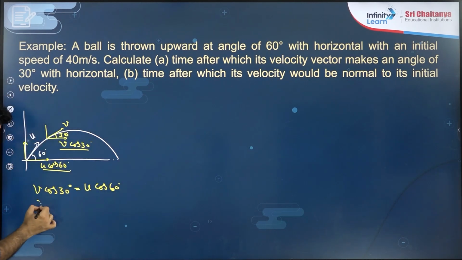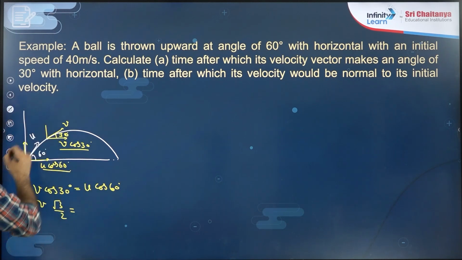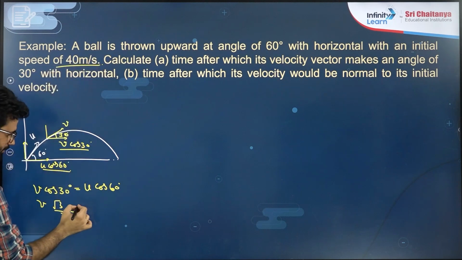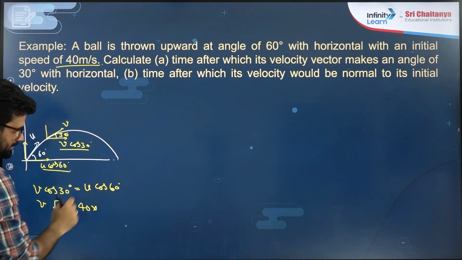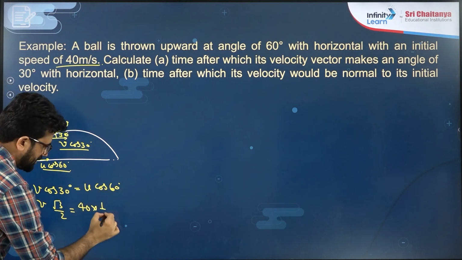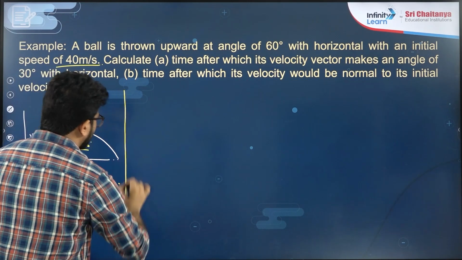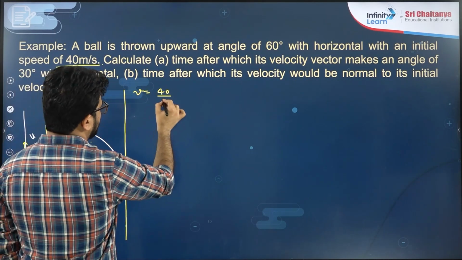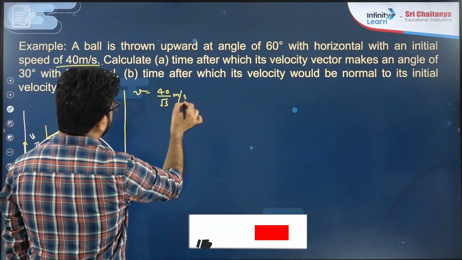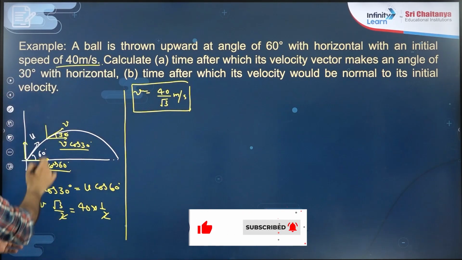What are the values? We have to calculate cos 30. Cos 30 is nothing else, root 3 by 2. What is u? u is already given to you, 40. You can put the value 40, and here cos 60 is equal to 1 by 2. 2 cancel. That means from here you can tell that the velocity at that instant is nothing else, 40 by root 3 meter per second. We can calculate, very basic. Now we know the velocity at this point of time.